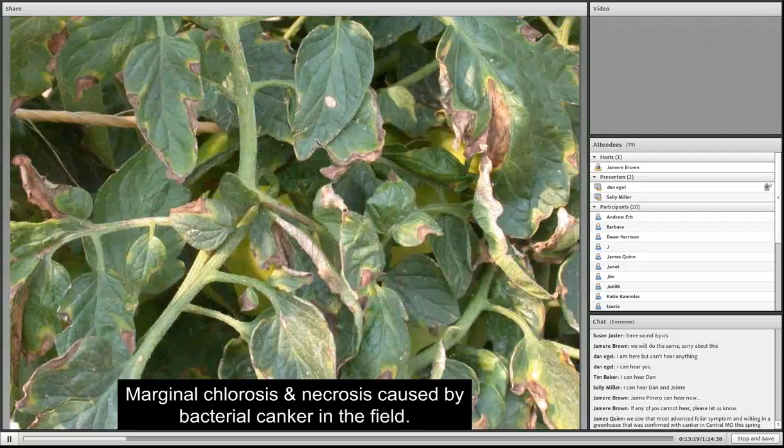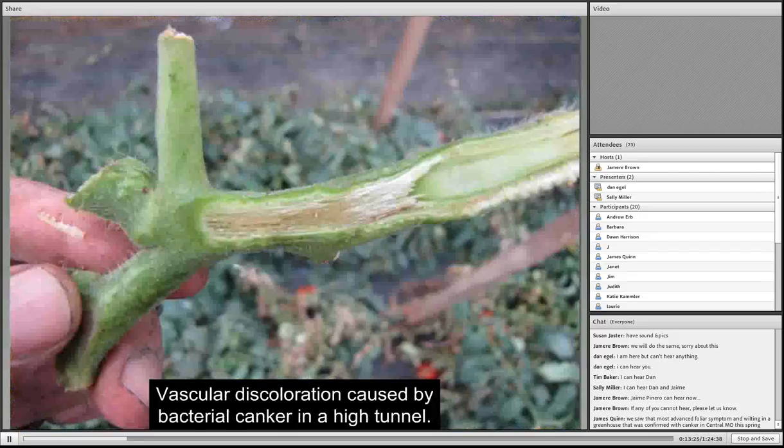And just similar symptoms in the field here. Again, you see that marginal symptom on the leaf. I mentioned that the bacterium is systemic in the plant, and you can see the vascular discoloration. So once that bacterium is going up the plant, it's causing discoloration, and this is part of why the plant wilts and is stunted and may die, because it's almost being rotted from the inside out.